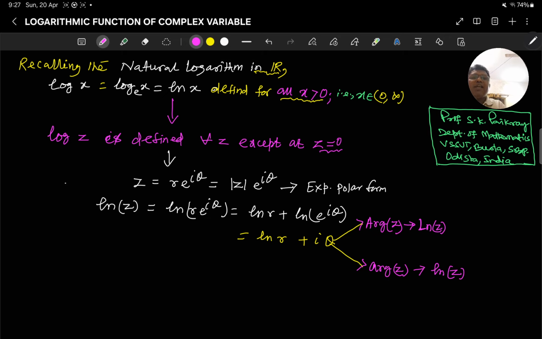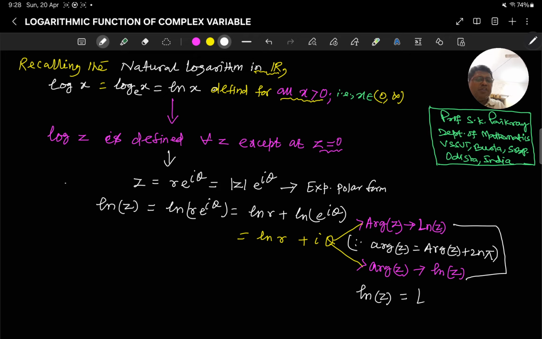However, these two connect as follows. The general argument of z is the principal argument of z plus 2n pi, as we have already seen earlier. So in that way we can also connect them. Your general value of ln z is the principal value plus or minus 2n pi i.